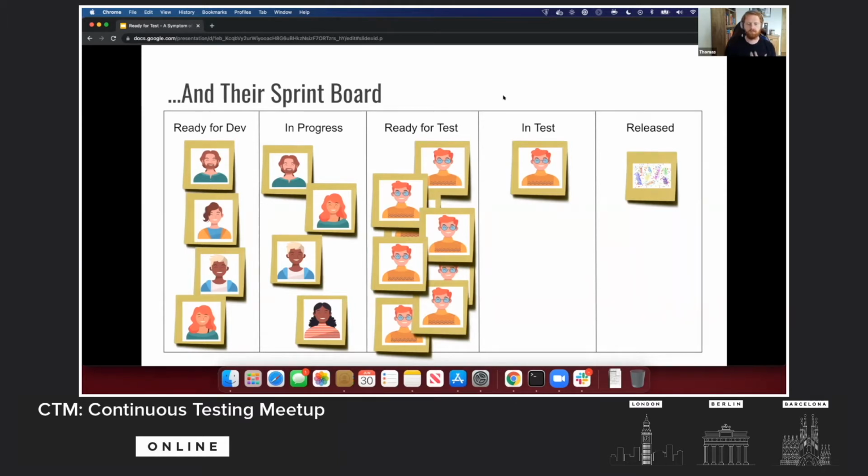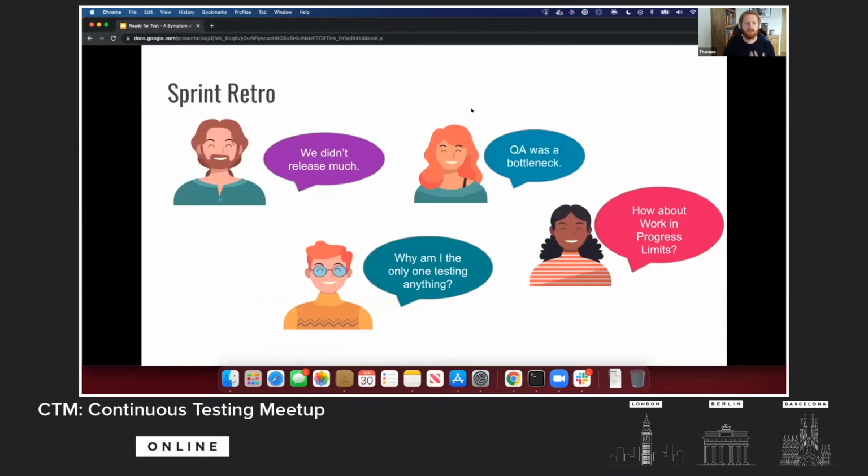And so we get to the end of the sprint and we get into a retro. In the retro, the first thing that comes up is that they didn't release much, which is a fair comment. They only released one ticket. And then someone else happens to mention that QA was a bottleneck, which I also think is fair. And there's a suggestion that perhaps work in progress limits could help relieve the pressure on the QA and the team. Maybe there can be limits on how much work can be in progress at any one time or how much work can be in that ready for test column.